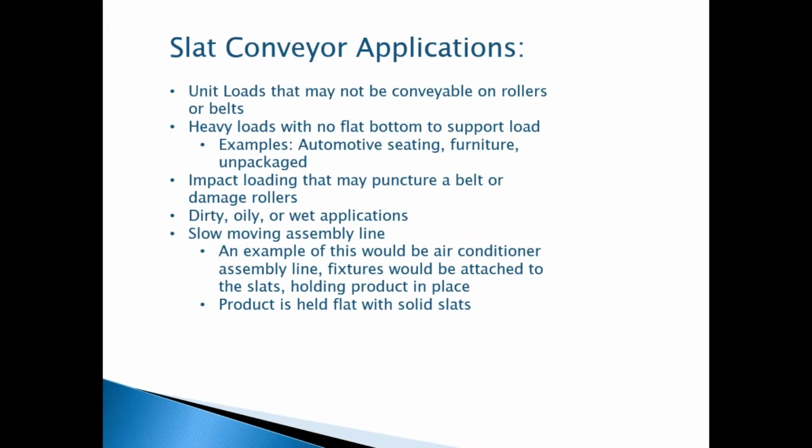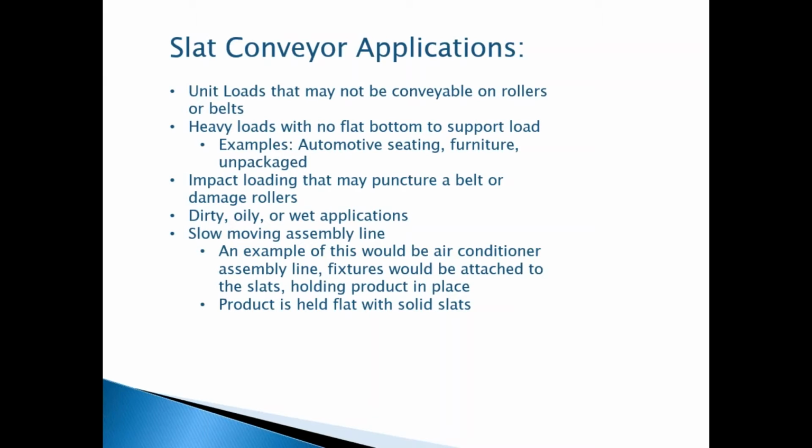Slat conveyors are for the odd loads that can't really be conveyed on anything else. So if they can't be conveyed on rollers or belts, slat conveyor is usually a good option. Heavy loads with no flat bottom to support the load. Examples of this would be automotive seating, furniture, and unpackaged product. Impact loading that may puncture a belt or damage rollers is also a good application. Dirty, oily, and wet. And then slow-moving assembly lines.